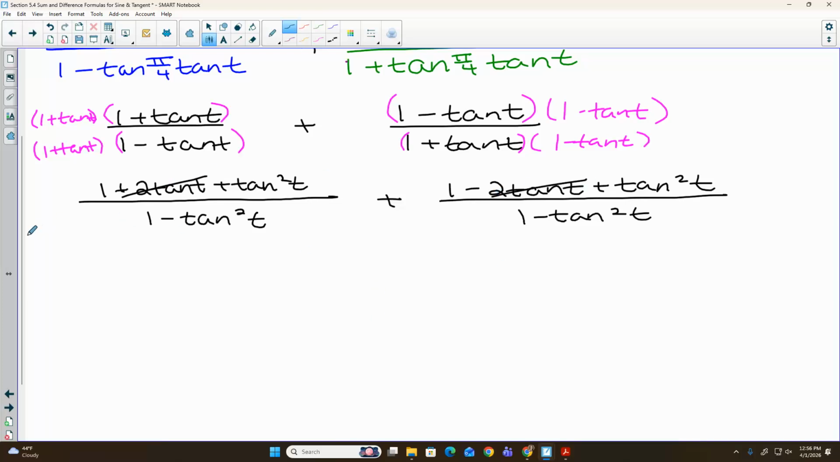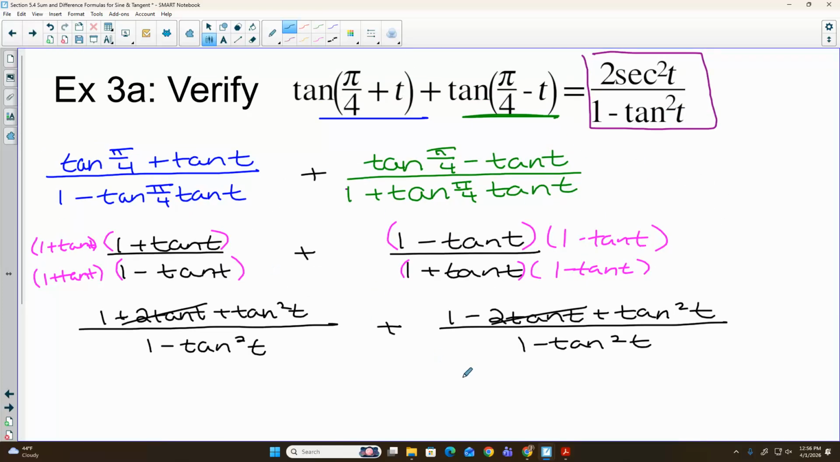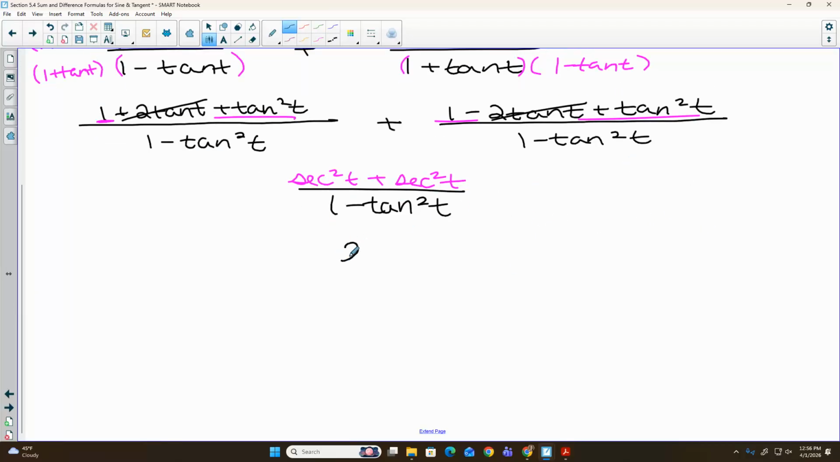Now look at our goal. I want 1 minus tangent squared t, which is what I have. But on the top, I want secant squared t. Look at this. I have a 1 plus tangent squared. What is that? In this fraction, I have a 1 plus tangent squared, which is secant squared, and secant squared plus secant squared would be 2 secant squared t.